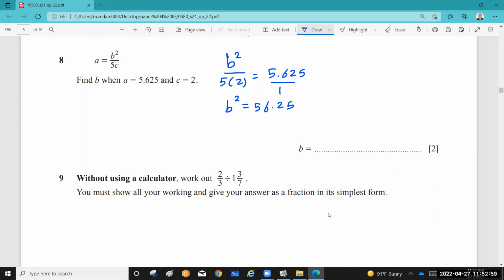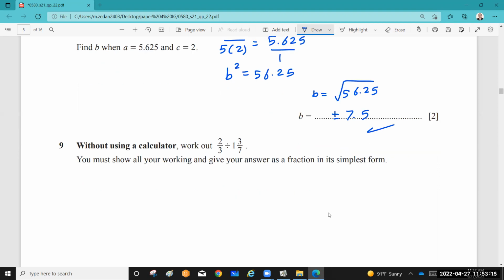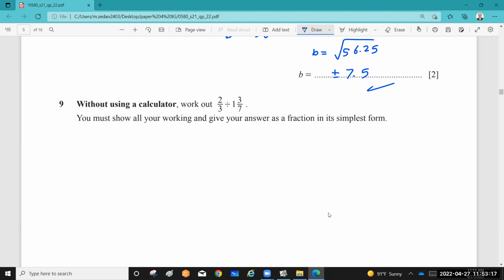Just to take a square root, you will get positive or negative. The b here is a square root of 56.25, okay? Plus or minus 7.5. That's it. Without using calculator, workout, this is a very, very simple question.